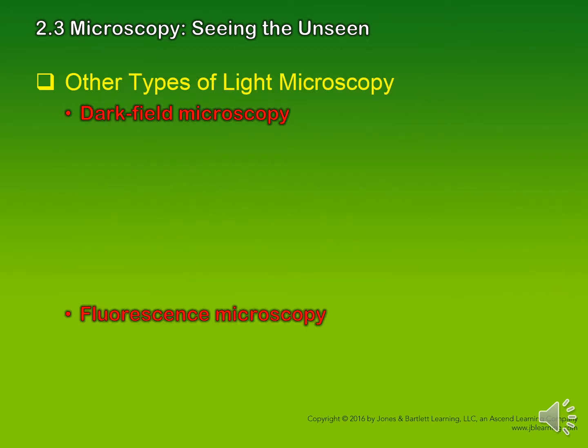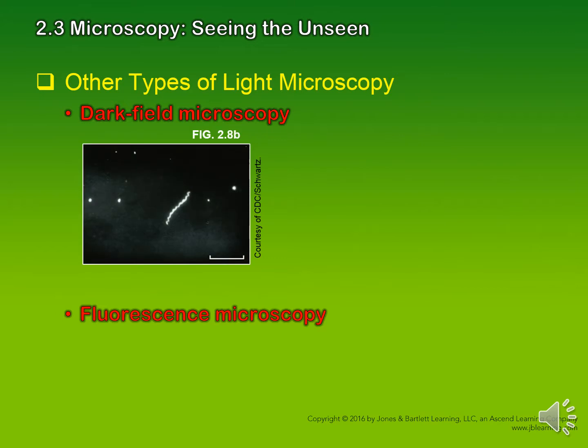Okay. Now there are a couple other types of light microscopy, and again, these are all dependent just on light. In dark field microscopy, you're actually putting a filter on so that the background is completely black and the cells you want to see are white. Now this actually shows the most prominent example of dark field microscopy when it's used to look for spiral-shaped bacteria.